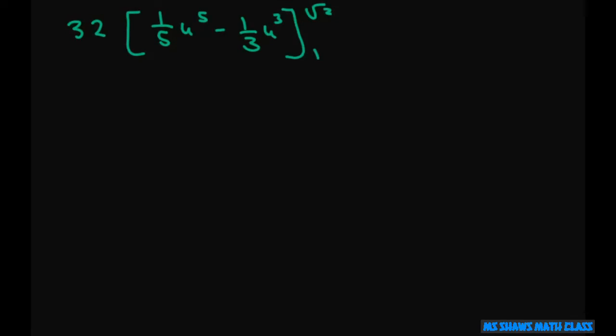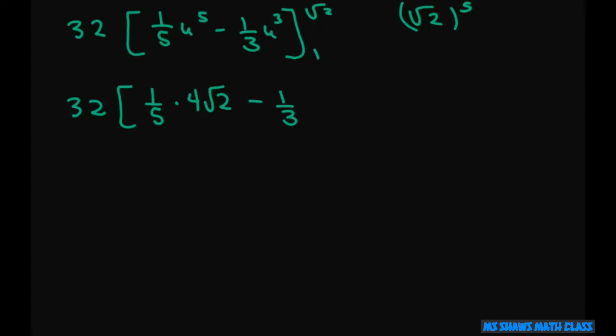So let's plug all that in. You get 32 times 1/5 times 4 square root of 2. Remember, square root of 2 to the 5th. Just write them all out, and it'll simplify to 4 square root of 2 minus 1/3 times 2 square root of 2. All right. So that's that part. And then plug in your 1. And that's just going to be 1/5 minus 1/3.